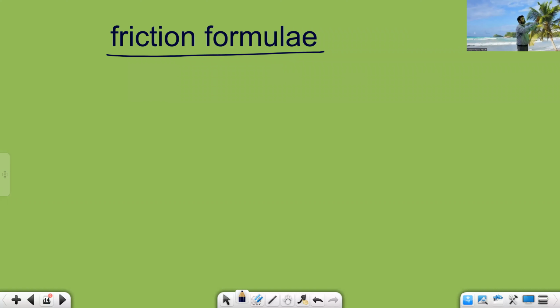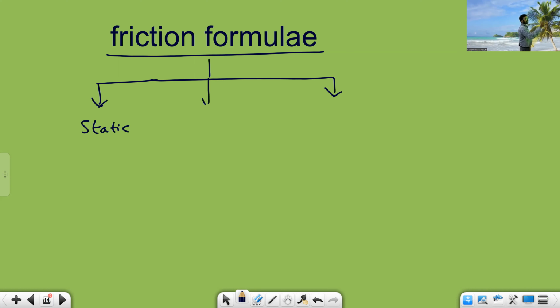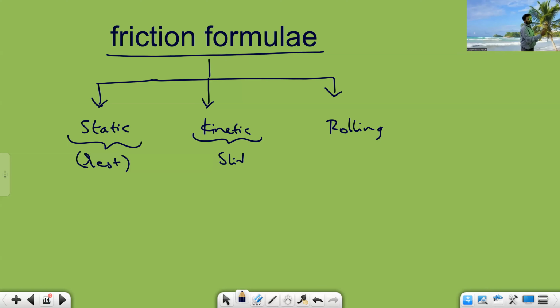So the first one, what I have to know in the friction formula, means the types of friction. I'm classifying them into static friction, kinetic friction, and rolling friction. Mainly, static is when the body is at rest, the friction we observe is static. When the body is sliding, we use the term kinetic friction or dynamic friction. Rolling friction means when the body rolls. According to the situation, we'll be using these.